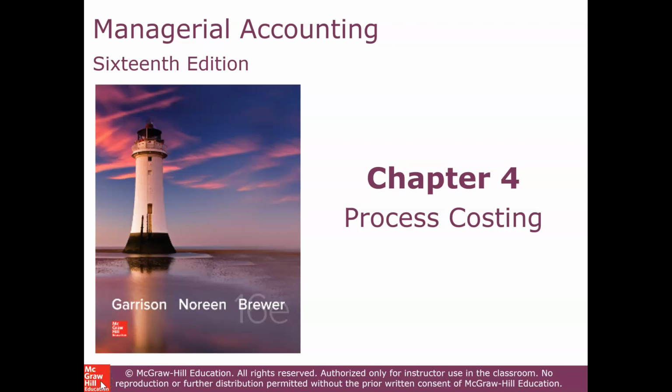In Chapter 4, we start process costing. In Chapters 2 and 3, we looked at job order costing. And job order costing you use when you have single products that each are so different that they need to be costed separately. In Chapter 4, we're looking at a process that you use when each item is exactly the same. So you tend to separate them out by process rather than by job.